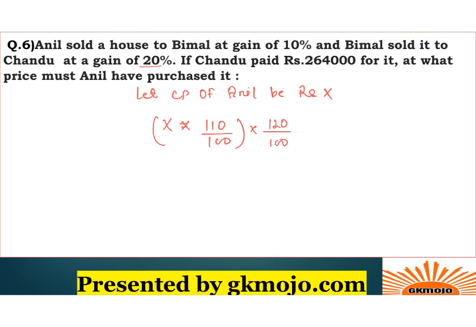So this forms a successive chain. And this was the price that Chandu paid. And how much did Chandu pay according to the question? It is 264,000, right? So when you solve this, you will get this X as 200,000, that is 2 lakhs. Hence, what is the cost price of Anil? Anil must have purchased it for rupees 2 lakhs. All right.